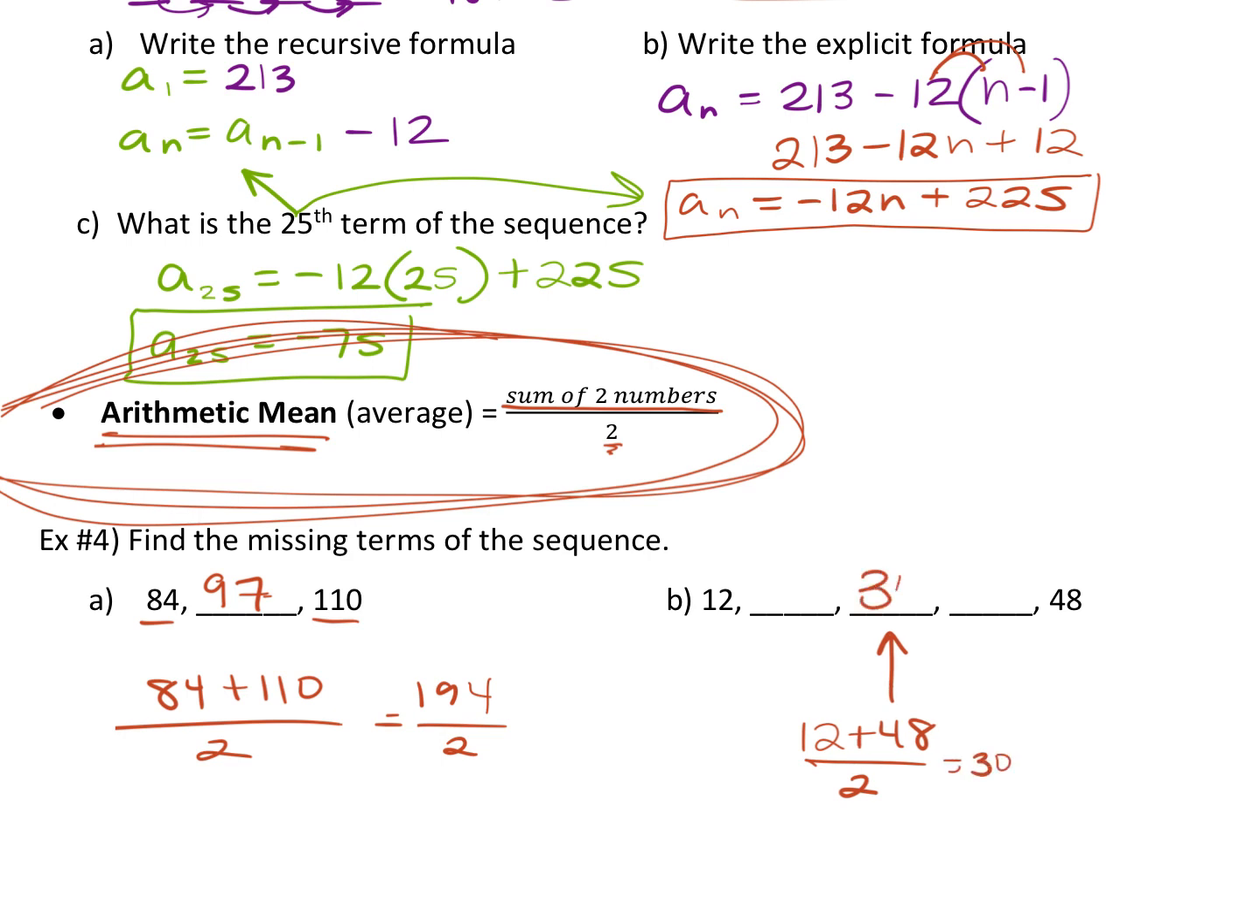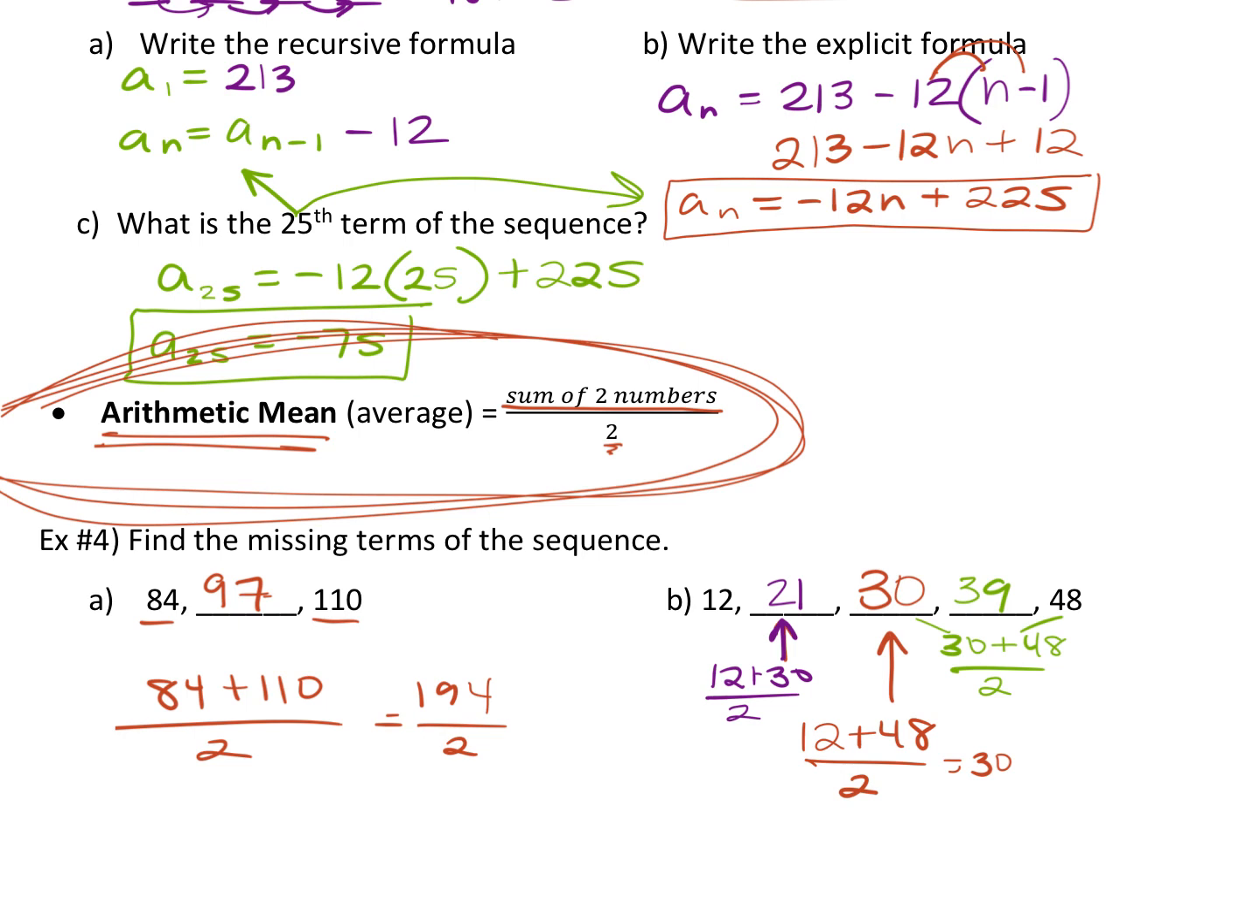That's this number. How do you think I find this number? The 12 and the 30, right? Find the average of 12 and 30. So 12 plus 30 divided by 2, you get what? 21. And then how do you find the last one? 30 plus 48 and divide by 2. That one you get 39.